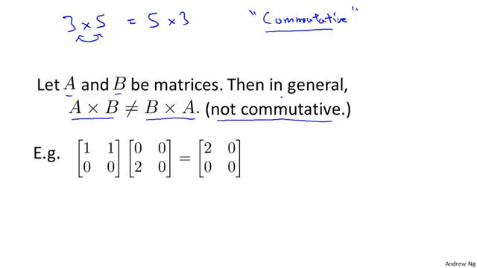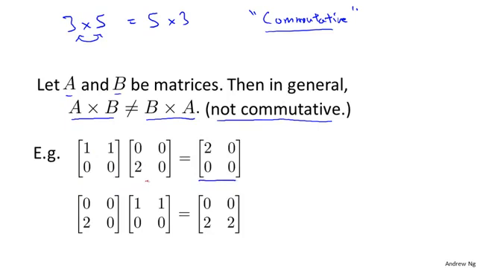As a concrete example, here are two matrices. This matrix [1 1; 0 0] times [0 0; 2 0]. If you multiply these two matrices, you get this result on the right. Now let's swap around the order of these two matrices. I've taken these two matrices and just reversed them. If you multiply these two matrices, you get this second answer on the right. And clearly, these two results are not equal to each other.